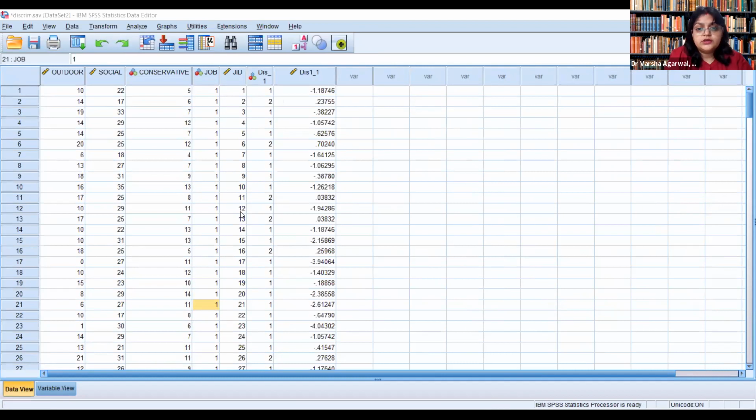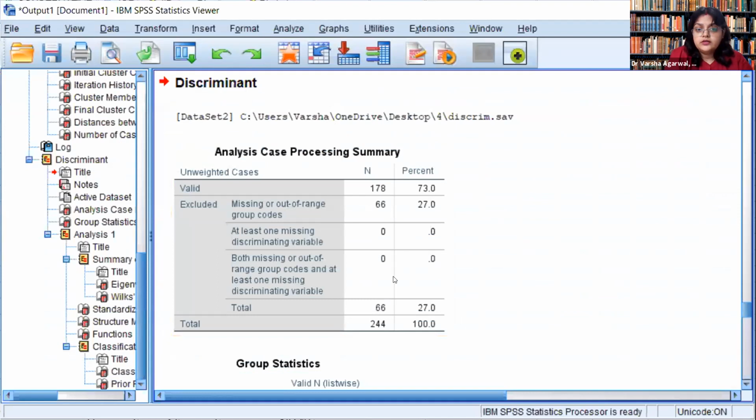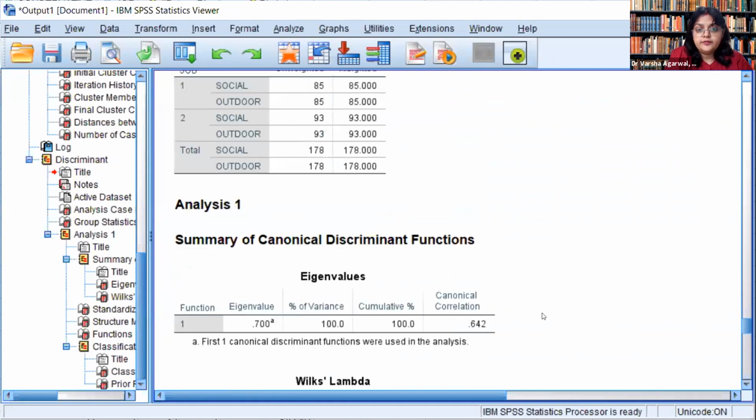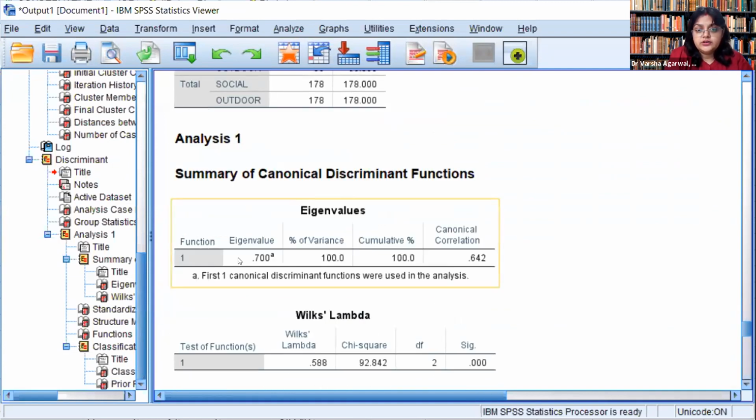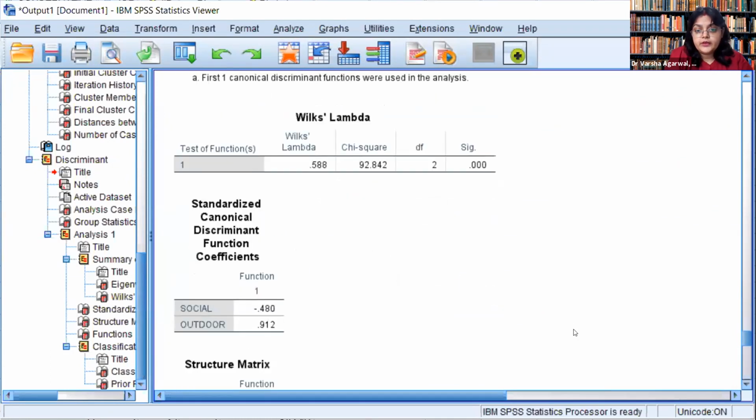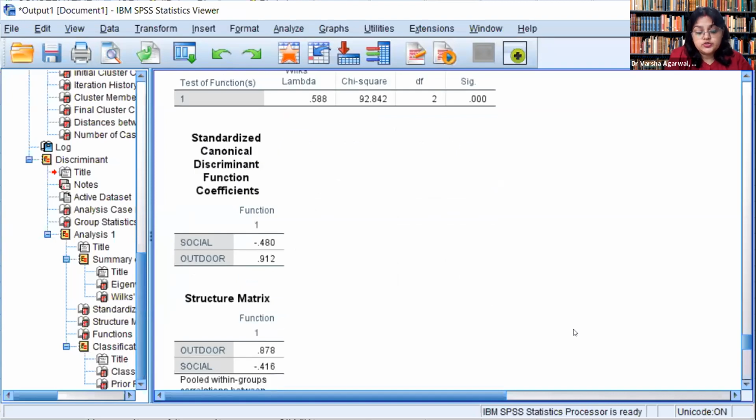Here you see, totally you have 244, 66 are excluded. So sample size was 244, valid for discriminant are 178. So this is how they have been divided. Canonical discriminant function, eigenvalues, Wilks' lambda is coming significant. So there is a significant difference between these two groups, which means these two groups are discriminant or different from each other.